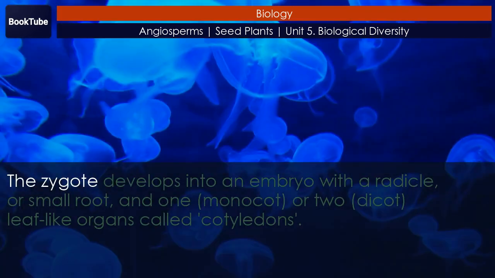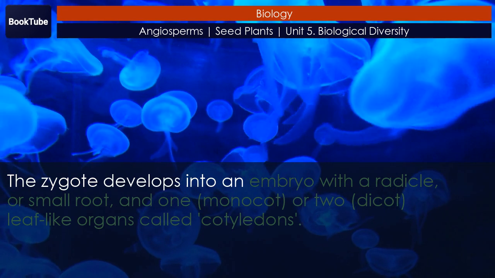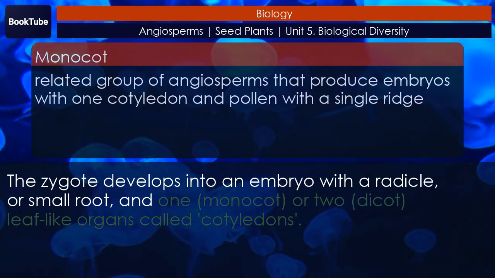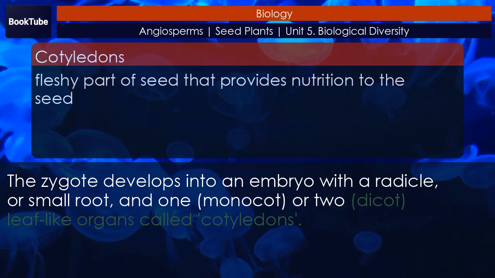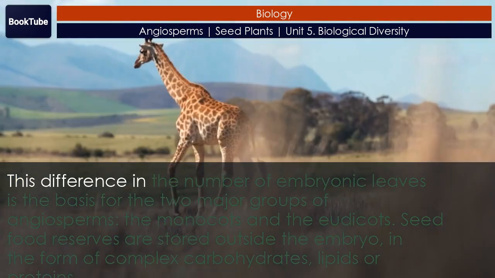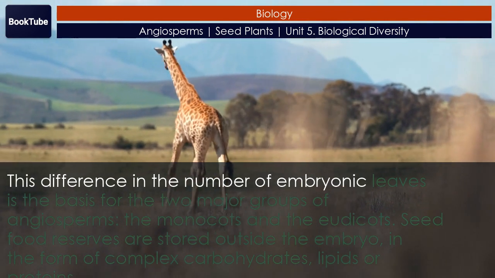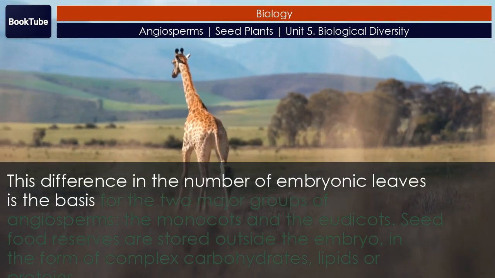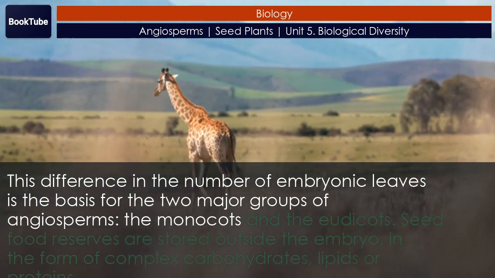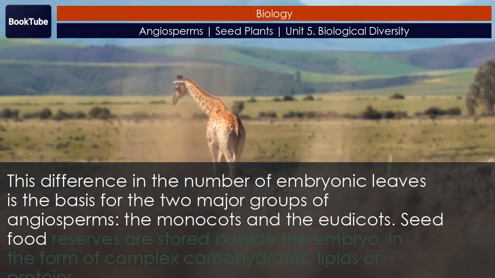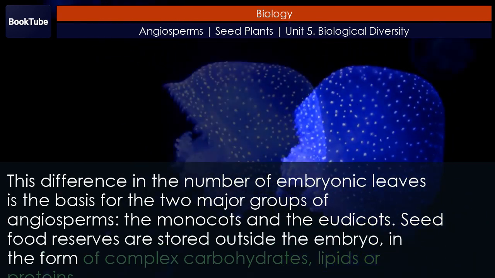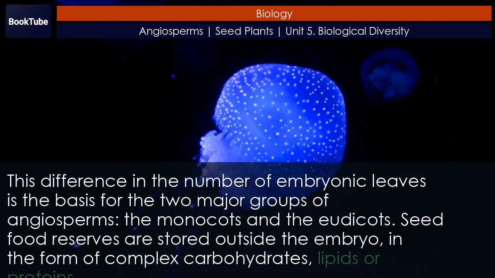The zygote develops into an embryo with a radicle, or small root, and 1 monocot, or 2 dicot, leaf-like organs called cotyledons. This difference in the number of embryonic leaves is the basis for the 2 major groups of angiosperms, the monocots and the eudicots. Seed food reserves are stored outside the embryo, in the form of complex carbohydrates, lipids or proteins.